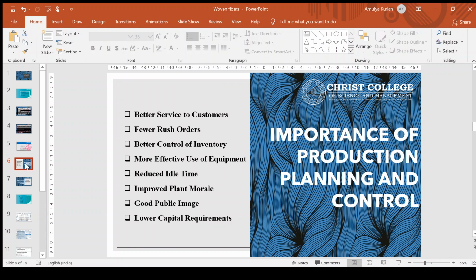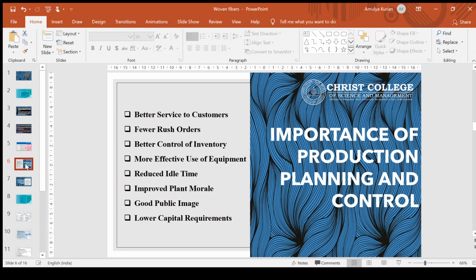Importance of production planning and control. Production planning and control, like the nervous system in human being, it is the nervous system of a plant. It coordinates the activities of engineering, purchasing, production, selling, and stock control departments. And it is essential in all plants irrespective of their nature and size. So, why it is important?